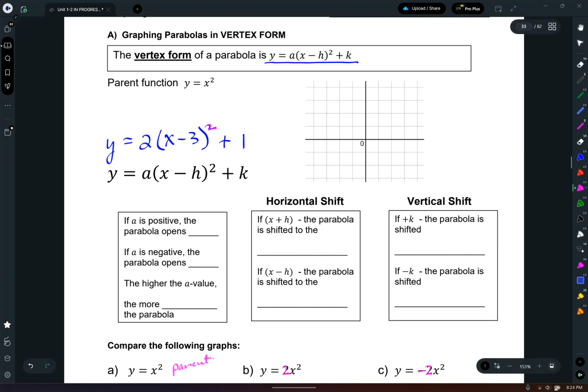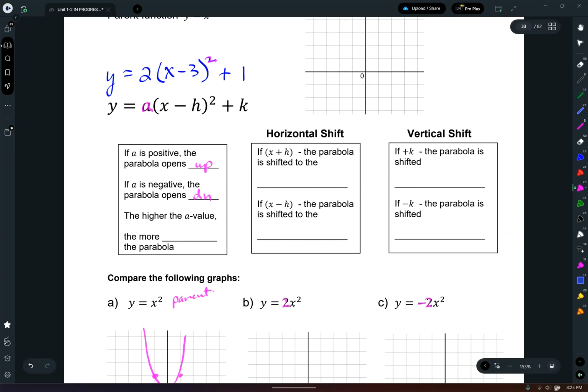So that means we're talking about this a number. Keep in mind, if the a is positive, the parabola opens up. If the a is negative, the parabola opens down. And we could say the higher the a value, the more narrow the parabola.